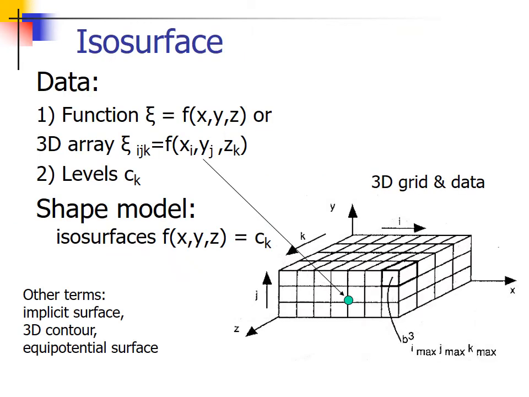Let's take a step forward and increase the dimensionality. Now let's talk about the isosurface extraction algorithms. Isosurface has other terms: implicit surface, 3D contour, or equipotential surface. An isosurface is a three-dimensional analog of an isoline. It's a surface that represents points of a constant value within a volume of space. In other words, it's a level set of a continuous function whose domain is 3D space.